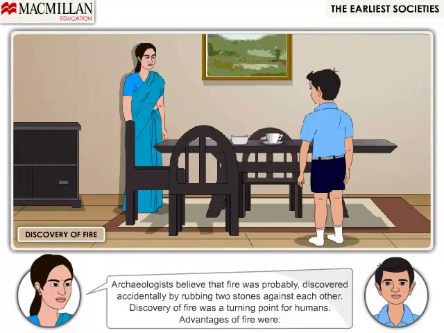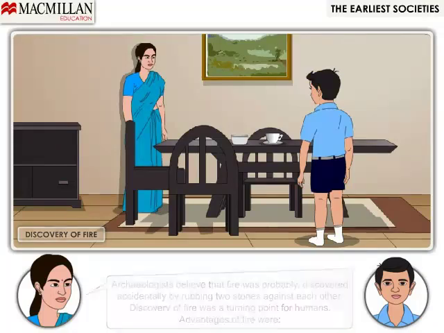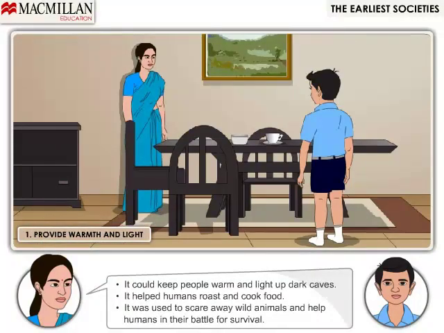Archaeologists believe that fire was probably discovered accidentally by rubbing two stones against each other. Discovery of fire was a turning point for humans. Advantages of fire were: it could keep people warm and light up dark caves. It helped humans roast and cook food. It was used to scare away wild animals and help humans in their battle for survival.